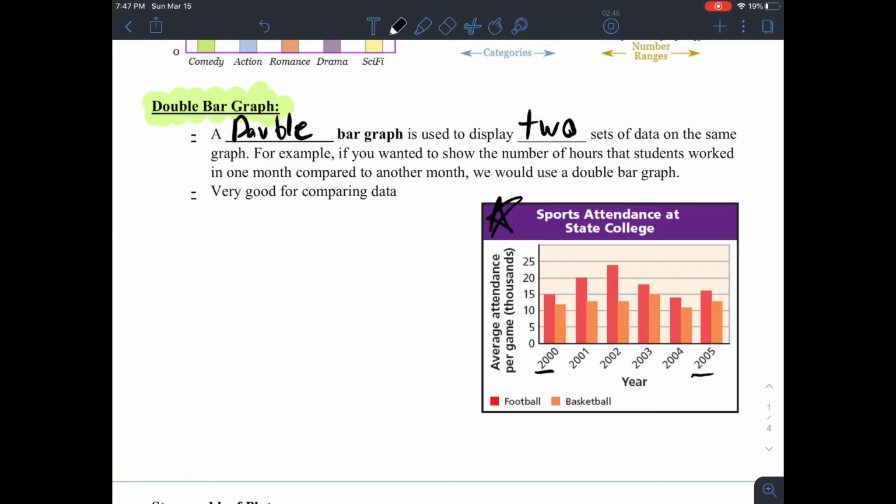So maybe this is data from UGA. I know more people go to their football games than basketball. But our main point here is that double bar graphs are very good for comparing data.